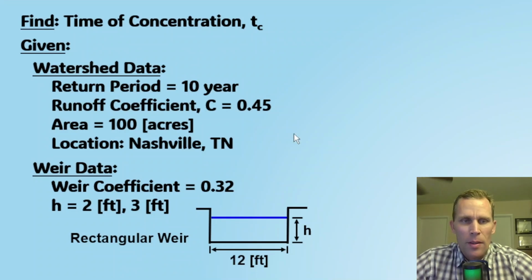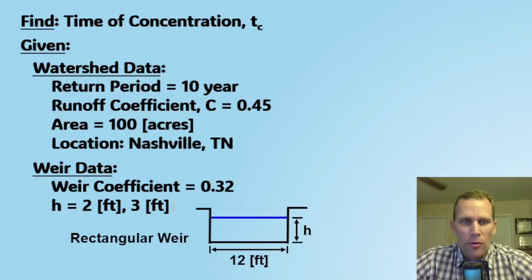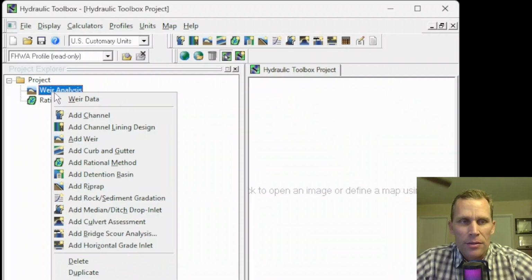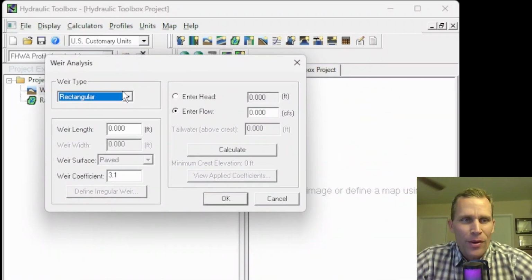What I'm going to do first is determine that flow rate for the two different values of H in the Weir calculator, and then we'll move over to the rational method calculator and determine the T sub C's for the two different heights. So back to our toolbox, and now I'm going to right-click on the Weir analysis, Weir data, and then let's start putting in our Weir data here.